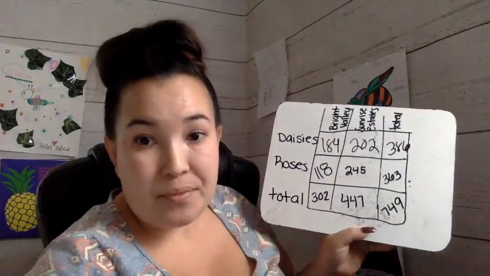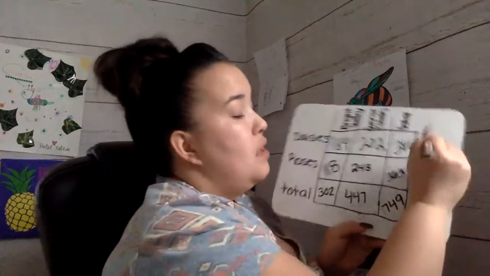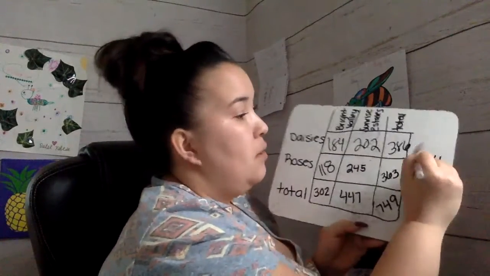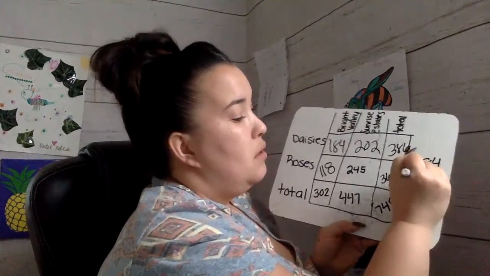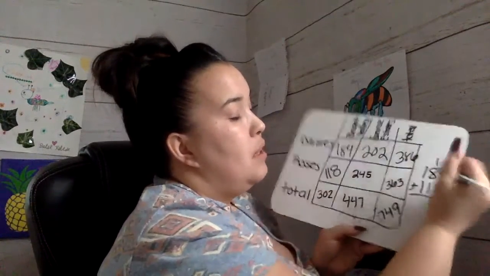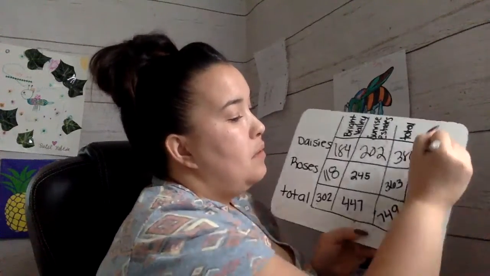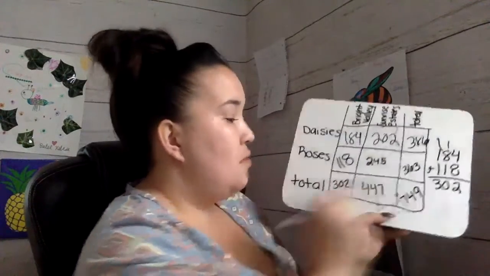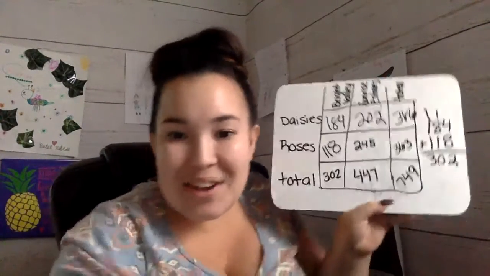Now, how can I check my work to make sure my grid is correct? I can add these two together, right? They should equal this number. If they don't equal that number, I know I did something wrong. I add them. 8 plus 4 equals 12. 8, 9, 10. 302? 302! I got it right.